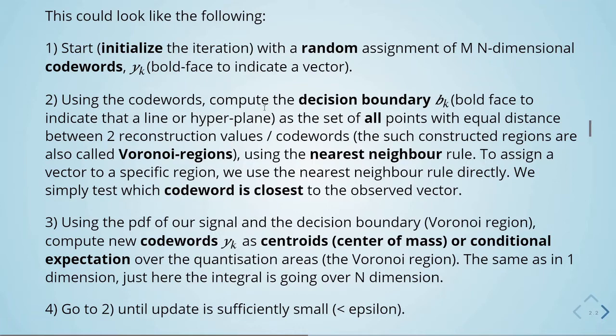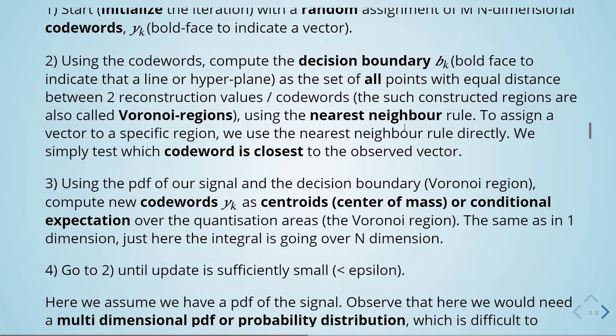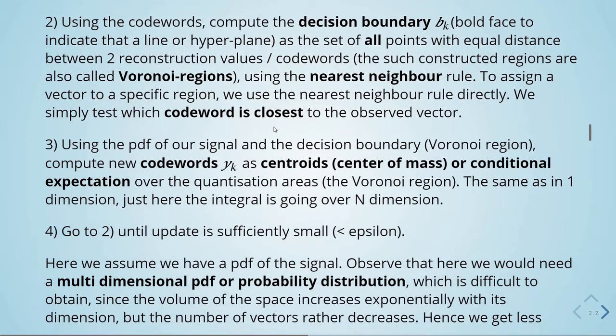Then we're using the nearest neighbor rule. Such constructed regions are also called the Voronoi regions. To assign a vector to a specific region, we use the nearest neighbor rule directly. We simply test which code word is closest to the observed vector. Then the next step is using the PDF of our signal and the decision boundary, the Voronoi region. We compute new code words as centroids, center of mass, or the conditional expectation over the quantization areas, the Voronoi regions. It's the same as in one dimension, but here the integral is going over n dimensions. Then we repeat.